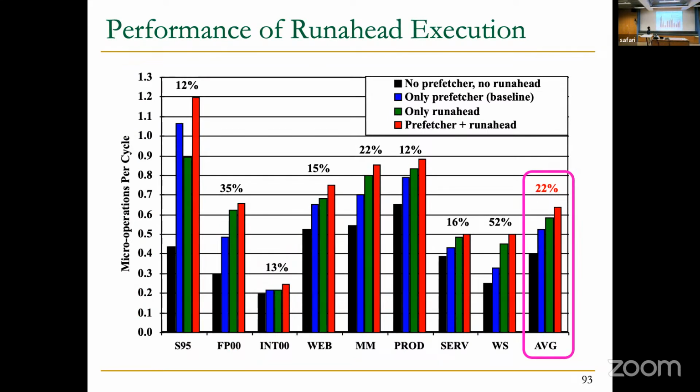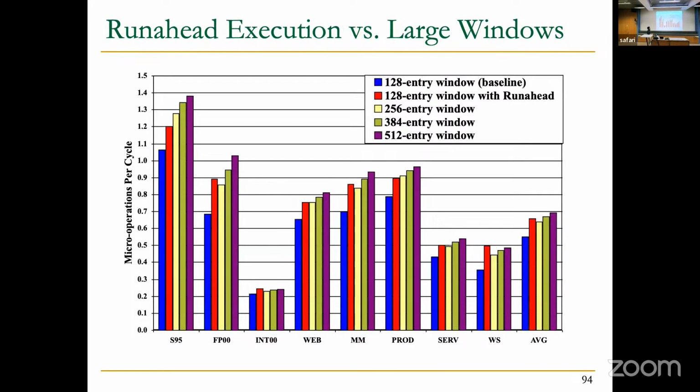I'm not going into too much detail, but as you can see, if you have a traditional prefetcher and add run-ahead on top of it, it actually outperforms. It outperforms even if you make your out-of-order window 3 times larger. With a 128-entry window with run-ahead, it literally matches the performance of an execution window 3 times bigger. So that gives you some idea of how powerful run-ahead is.